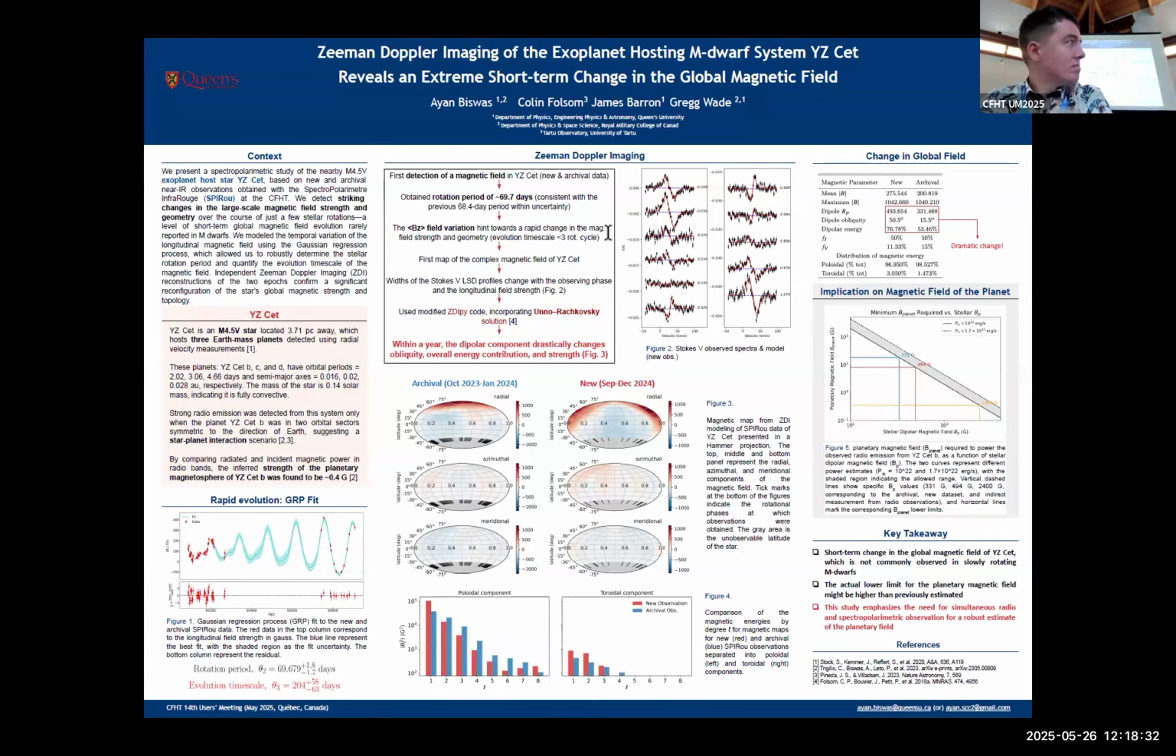I followed it up with Spirou, and got the magnetic map of this and saw a rapid change in the magnetic field in just 3 rotation cycles. Both the field strength and geometry, everything changed. And based on those maps and estimates, I constrained the planetary magnetic field, keeping lower limits of the planetary magnetic field. If you have any questions, please check my poster and ask me.